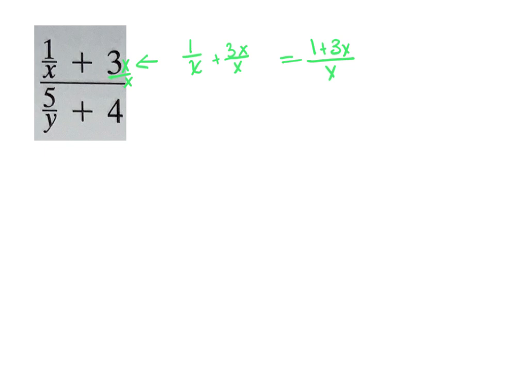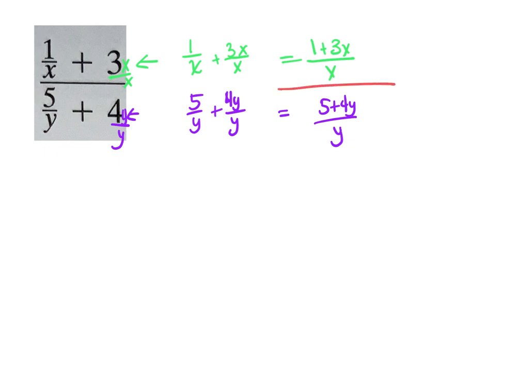All right, let's look at the denominator. What's my common denominator here between y and 1? Y. So what do I need to multiply the 4 by? Y over y. So I get 5 over y plus 4y over y, which is going to be 5 plus 4y over y. That is my numerator. That is my denominator. And then I have the numerator simplified to a numerator over denominator, and I have the denominator simplified to a numerator over denominator. Now I can do keep, change, flip, okay?